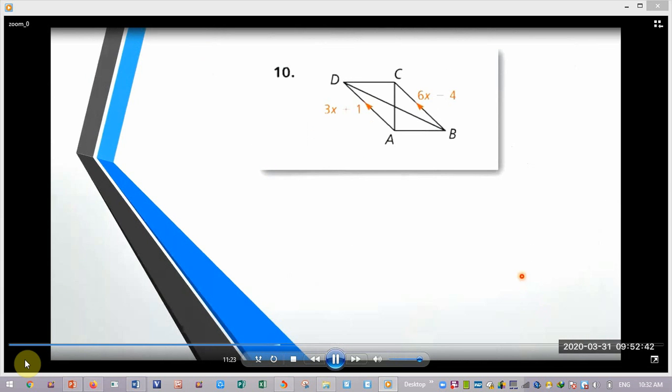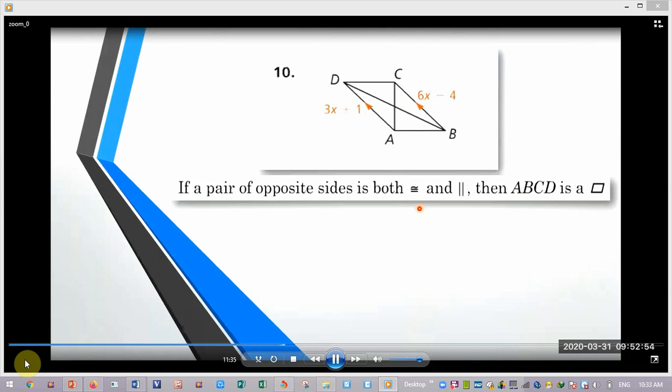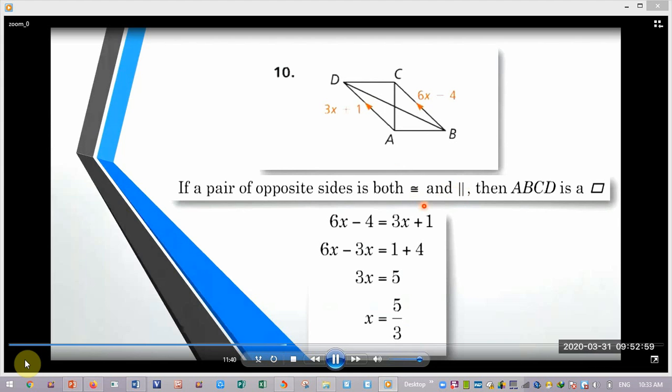Number 10. Already we have two parallel lines. Then what is the other condition? If they are parallel and equal, congruent and parallel. To be a parallelogram, AD must equal CB. Then 6x minus 4 equals 3x plus 1, and solve algebraically.